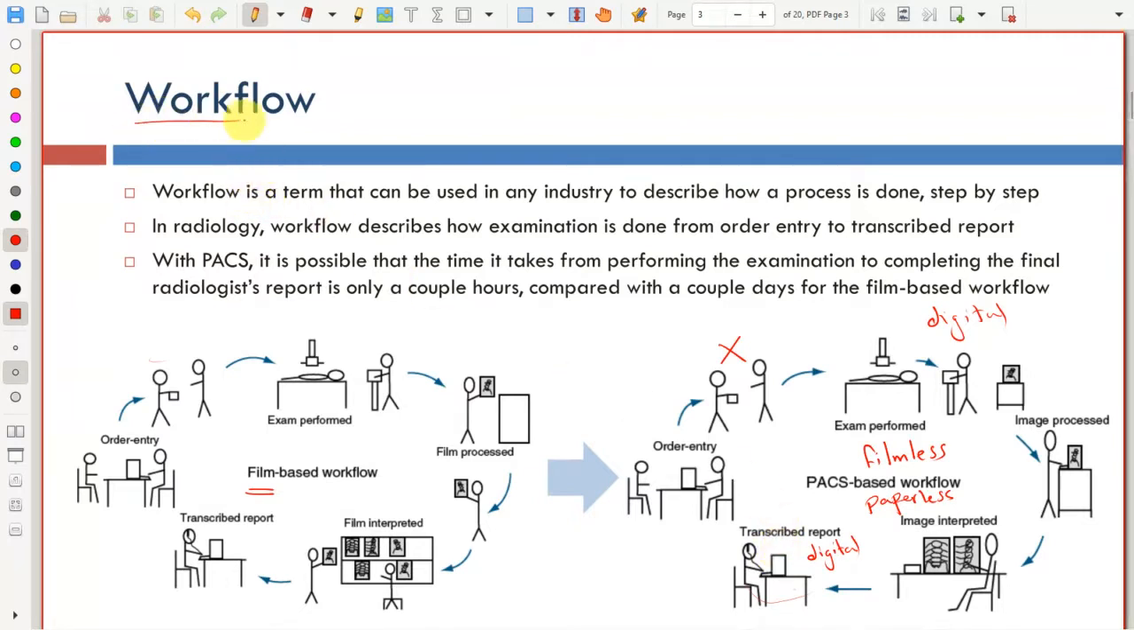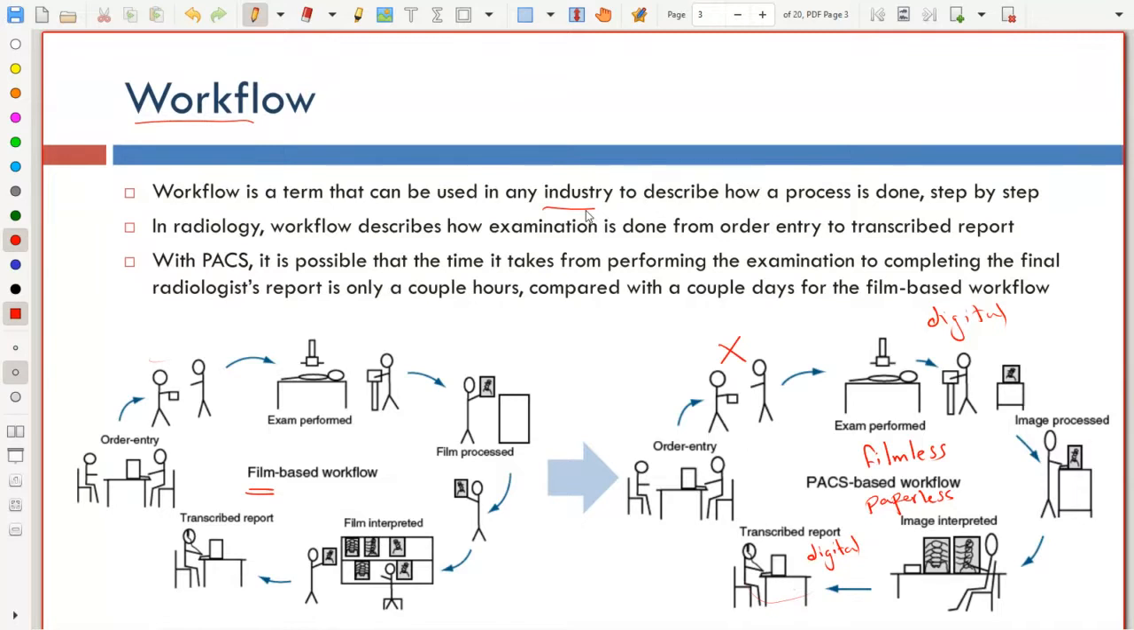So the term workflow can be used in any industry in general. When I tell you about course registration, you have something called the workflow of course registration. You have certain steps that you have to go through so that you can register for a particular term.